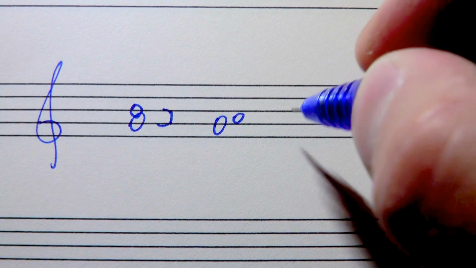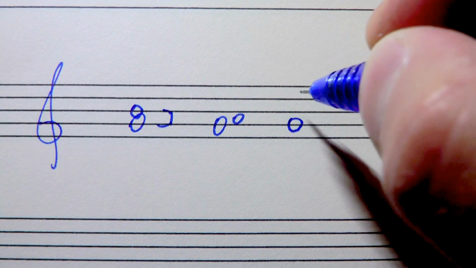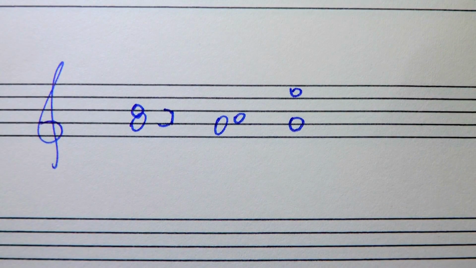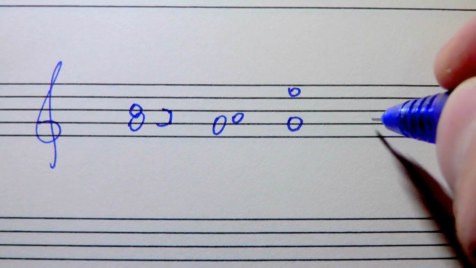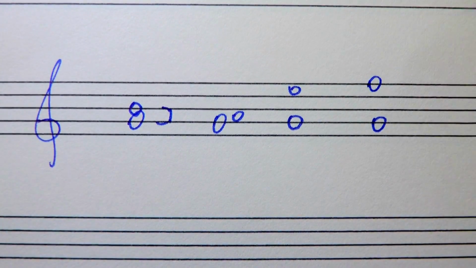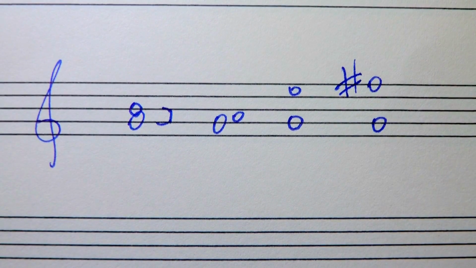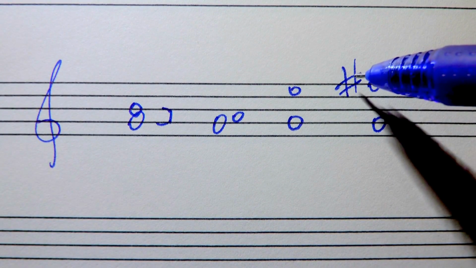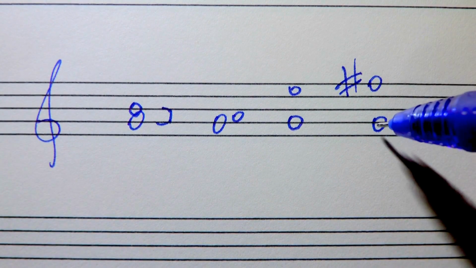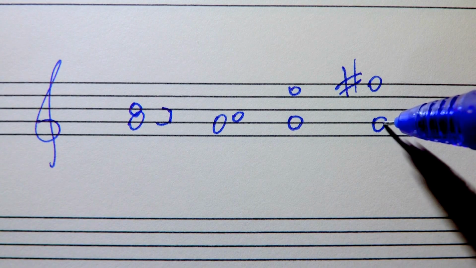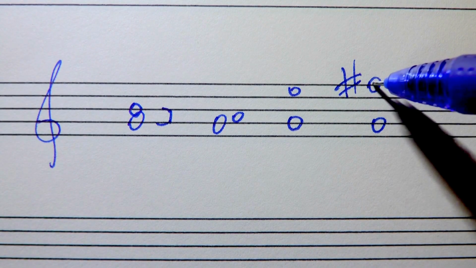And what about the sixth from G to E? The sixth can be major. And what about the seventh? The seventh can be major. And you'll notice that I drew an F sharp there. I think in the key of the low note. In the key of G major, F is sharp.